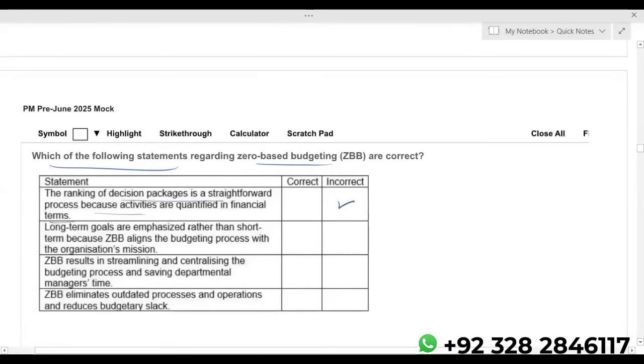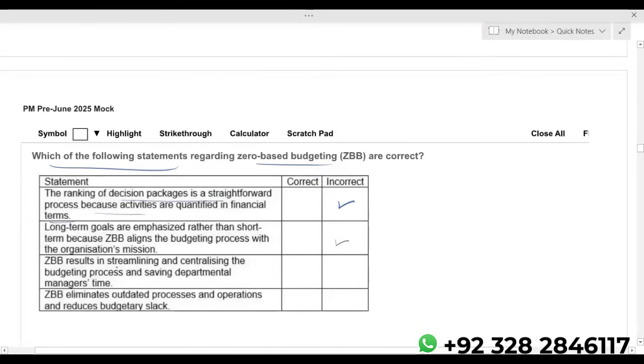Long-term goals are emphasized rather than short-term, because zero-based budgeting aligns the budgeting process with the organization's mission. That's incorrect. Basically, in zero-based budgeting, we try to include each and everything which is justifiable. We put that expenditure into the budget, so it looks like the entire focus is short-term rather than long-term.